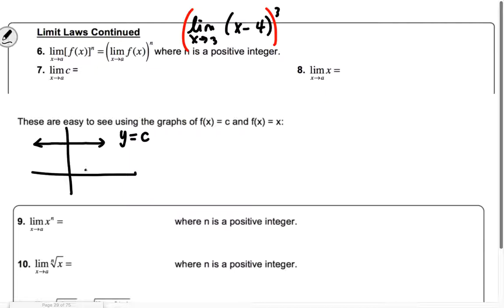So as I go towards a certain a value, or x value, what y value do I get closer and closer to? C. That's the picture. So the limit as x goes to a of c is just c. If you don't have an x value in there, it doesn't matter. It just becomes the number. So how about the next one? The limit as x goes to a of x. What do we think that one's going to be?